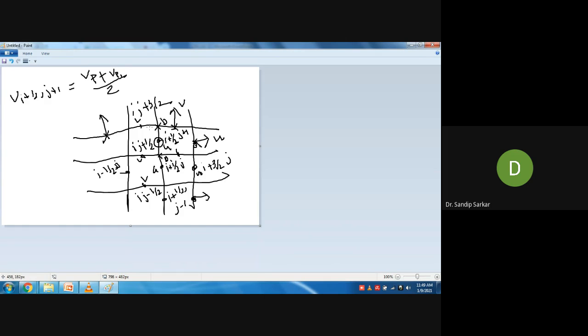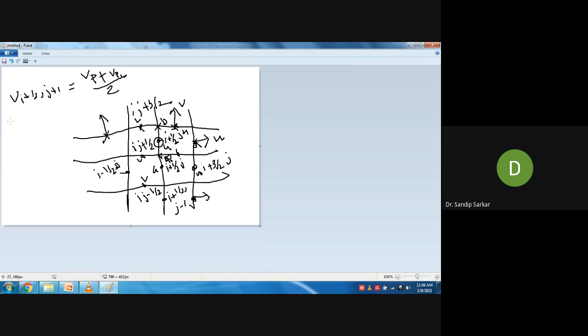Clear or not? I am doing interpolation. So this point is basically the summation of this point plus this point, divided by 2. If this is the p point, and this is the p1 point, then that is vp plus vp1 by 2. So what is vp? Vp is basically velocity this plus velocity this by 2.